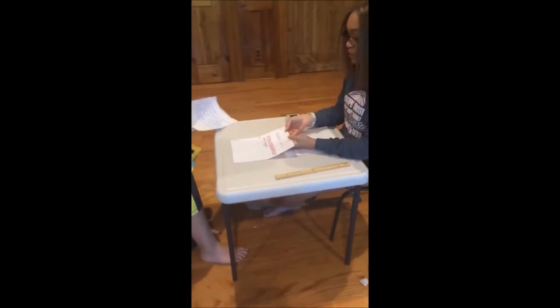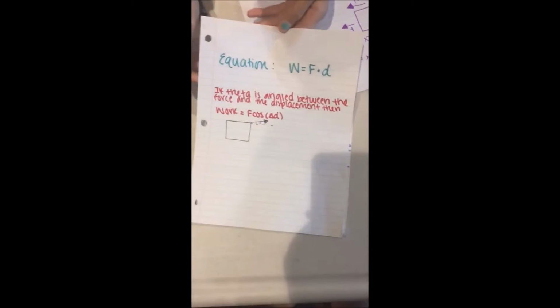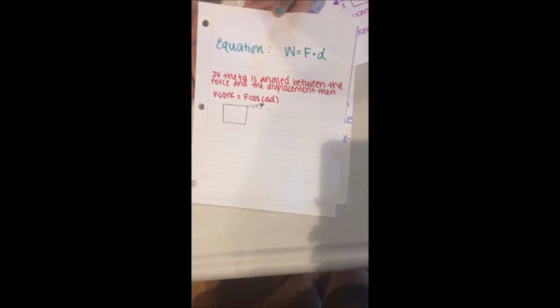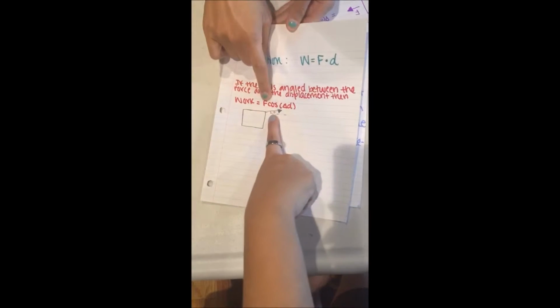So we're going to need to use the equation for work. The equation for work would be work equals force times distance. If theta is the angle between the force and the displacement, then the new equation will be work equals F cosine theta times displacement.